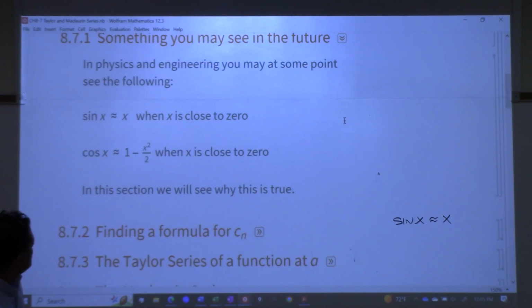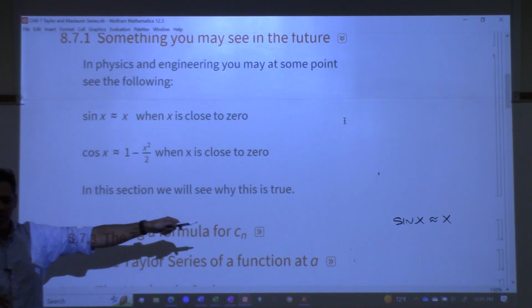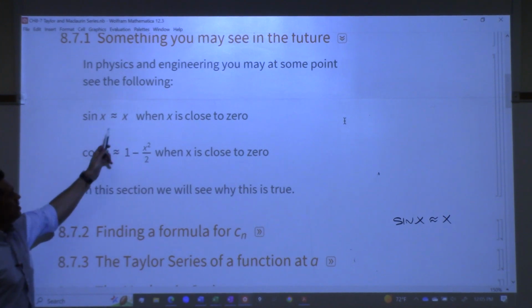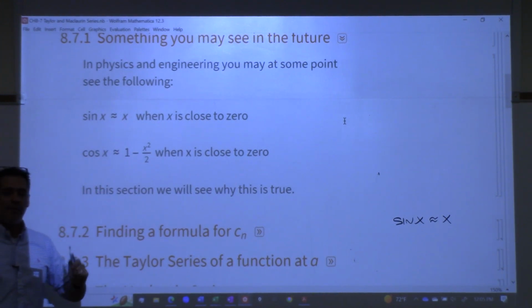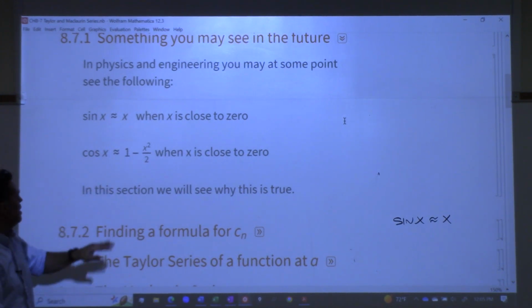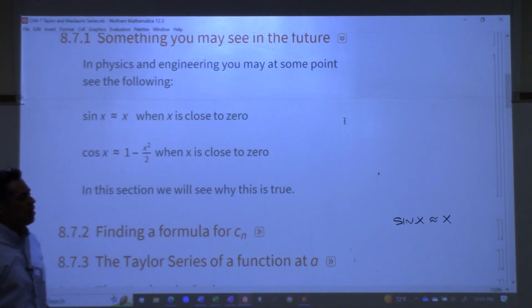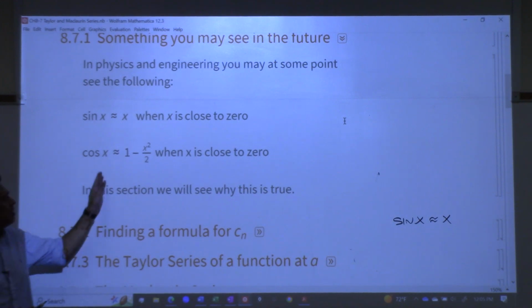Some things that you might see in the future: sine of x is approximately x. I just showed you that, right? You can do the same thing we just did, but for the cosine function instead, and do a 4th degree polynomial, and run through the same thing. And you can show that cosine x is approximately 1 minus x squared over 2. If you graph these two together, they're pretty close near 0. All right?